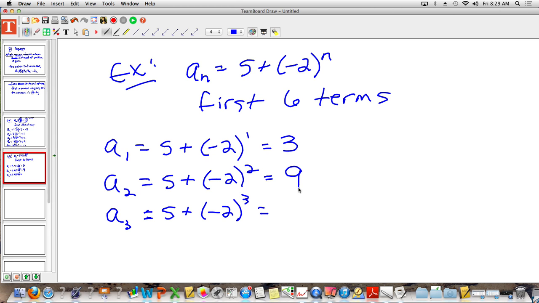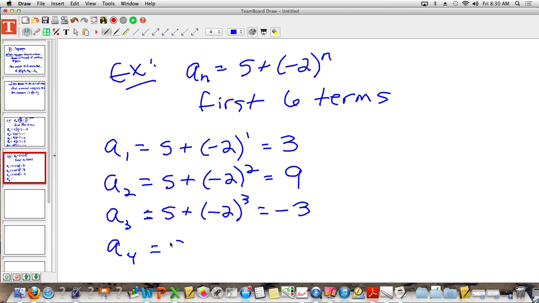Now, this one we have 5 plus negative 2 to the third power. My point of this conversation is when you put a negative number to an odd power, your answer is going to be negative. So negative 2 to the third power is actually negative 8. Then we have to add 5 onto it. So 5 plus negative 8. What is 5 plus negative 8? Negative 3. So A sub 3, it switches from positive to negative.